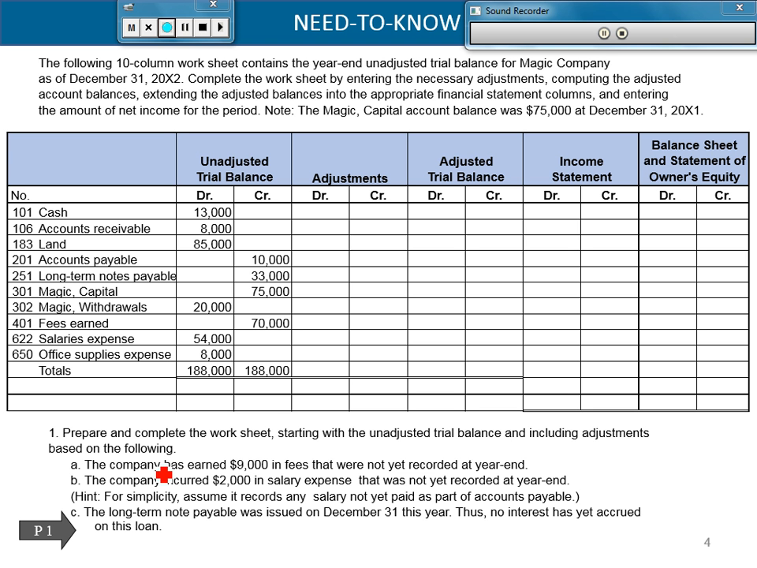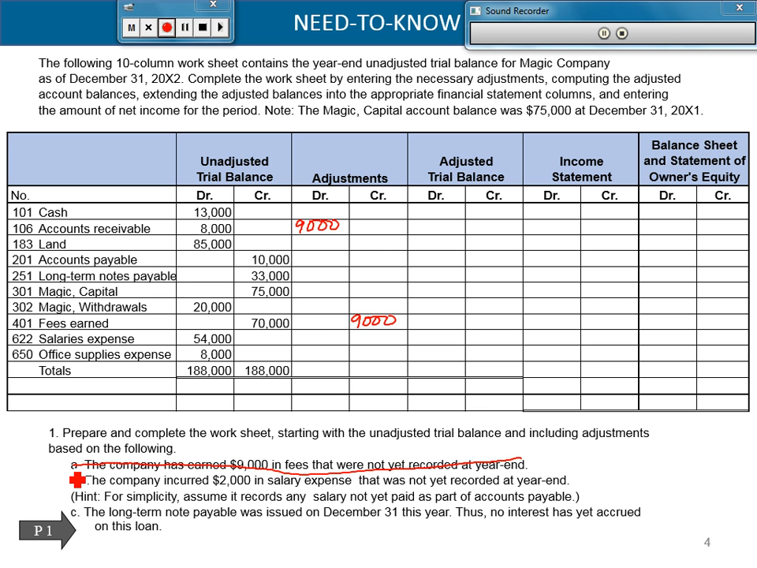Just for letter A. Fees earned. Are we going to put it on the debit side or the credit side? Did it increase or decrease? It increased. So what side do I put it on? Credit. That's revenue. It increased by 9,000, because it said they hadn't recorded it yet. And then where else did we put that 9,000? Accounts receivable on the debit side. That's that one, right?